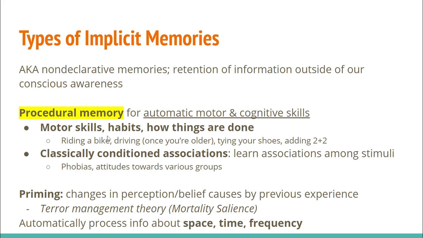So a lot of times these are stored in the cerebellum for long-term memory, but some even in other portions of our cortex as well. And then classically conditioned associations. We'll talk about this in our next unit. And these forms of learned associations are things that we learn over the course of our lives. Right? Phobias, attitudes towards various groups.